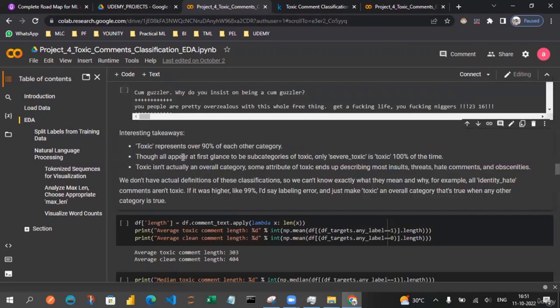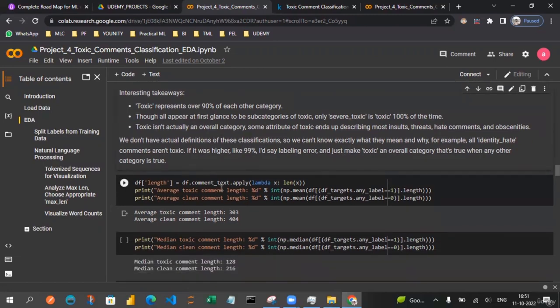So yeah, this is the basic summary. The interesting takeaway is that toxic represents 90% of the other categories. Throughout, at first glance, the subcategories of the toxic will be served as toxic 100% of the time. And you can also see toxic is actually the overall category. Some of the attributes of the toxic end up with most of the insults, which may be threats, hate comments, or obscene. So we don't have any actual definition for the classification, so we cannot know exactly what they mean by one example.